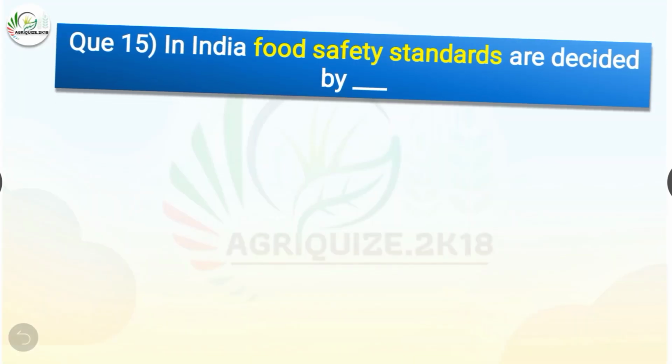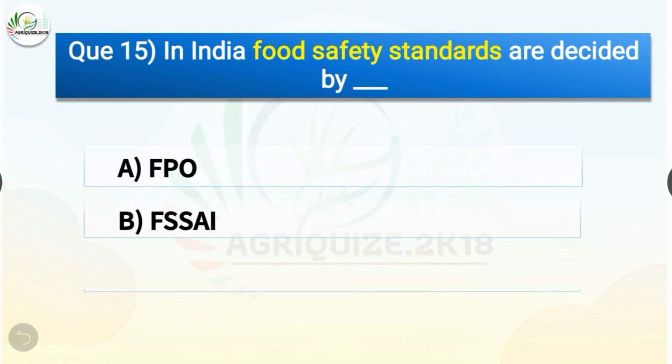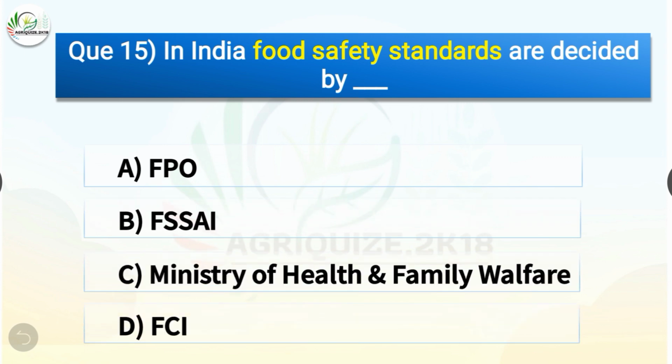Question number 15. In India, food safety standards are decided by dash. The options are FPO, FSSAI, Ministry of Health and Family Welfare or FCI. The correct answer is option B, FSSAI. So in India, food safety standards are decided by FSSAI.